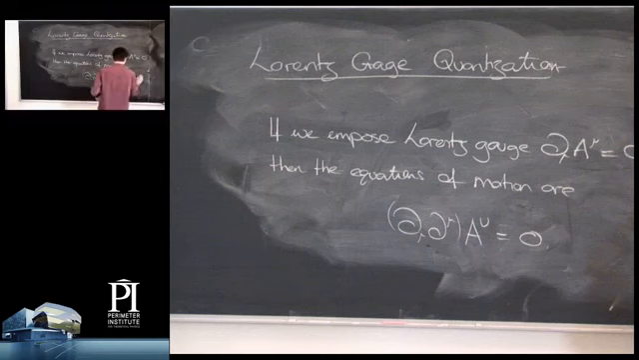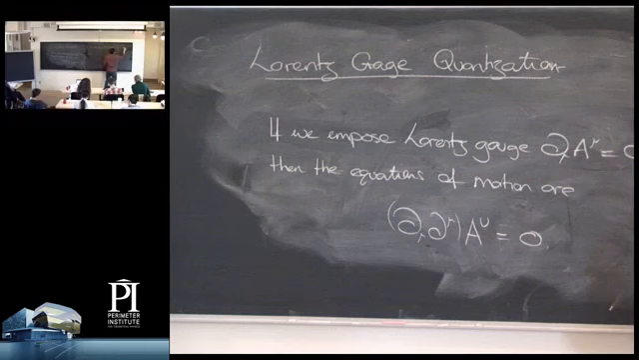Let me give a name to this. Strategy is to quantize a theory with these equations of motion. And only after we've quantized it, we're going to impose this condition and the residual gauge symmetry condition.